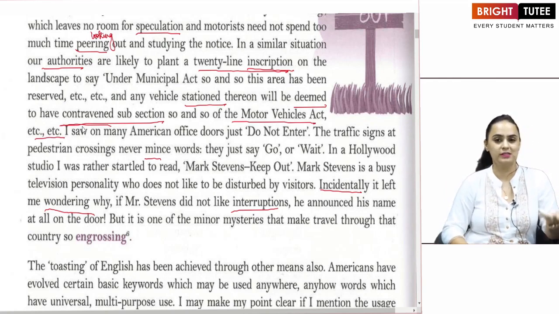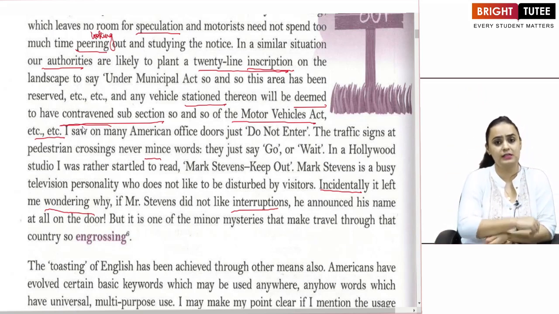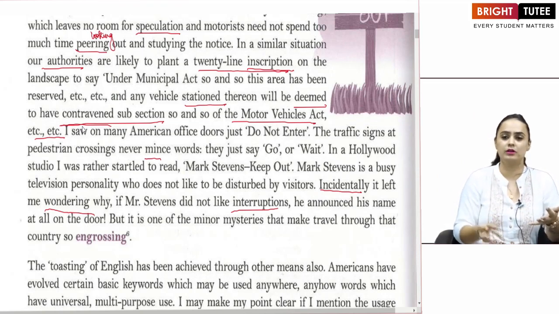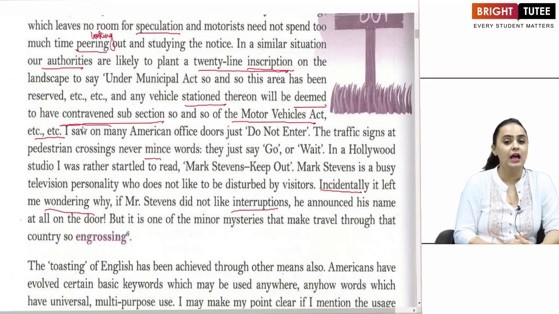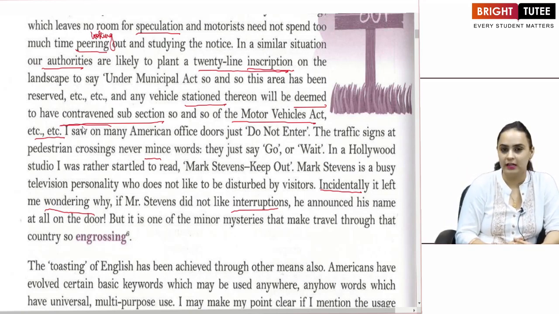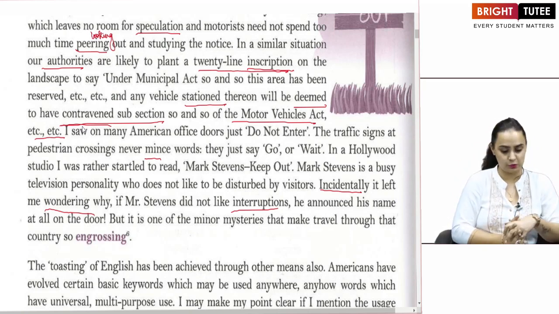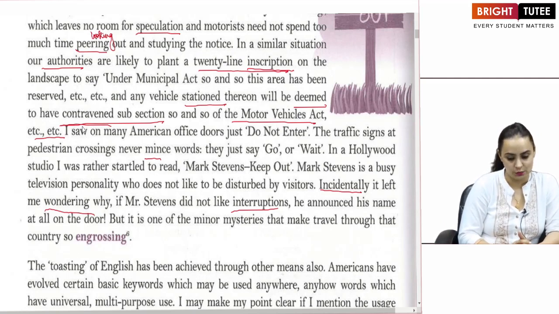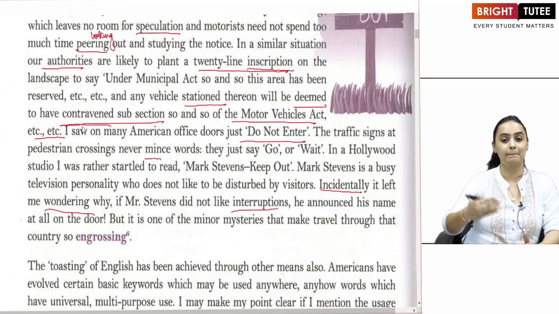So, what he means to say is that a huge description is usually written by our authorities, wherein they mention that so and so act will be broken and the person will be punished, the vehicle will be taken away by you. So, all these things are written as the description. On the other hand, in the American offices, what do you see on the door? Simply, do not enter. Just 3 lines. Now compare.